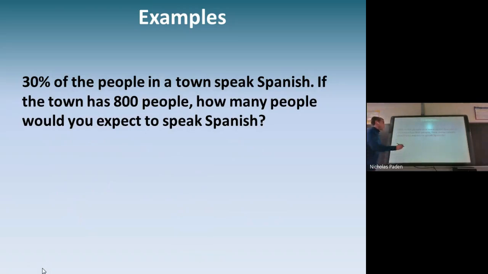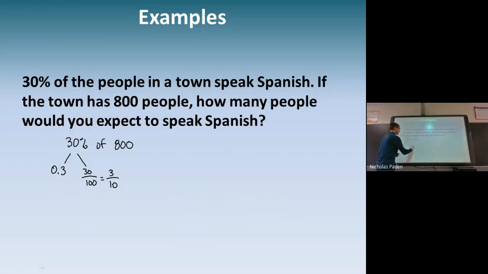Okay, so what you've got to do is you've got to find 30% of the 800 people to find out how many people you expect to speak Spanish. So 30%, you can write that as either 0.3 or 0.30 or 30 over 100, which is 3 over 10. Okay, and so you're going to take either 0.30, 0.3, or 3/10, multiply that by 800, and you should end up with 240 people. 30% of 800 would be 240.